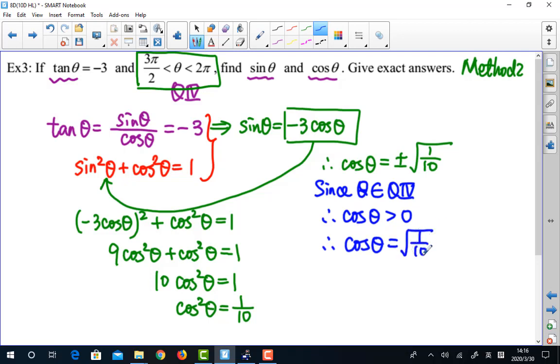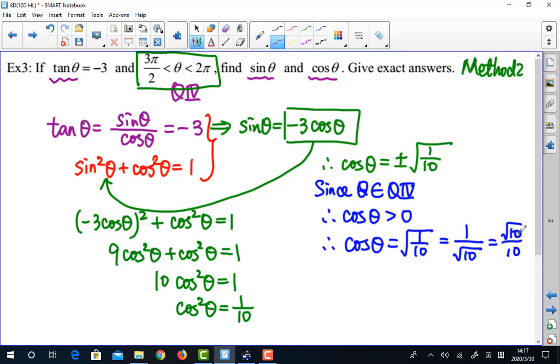Square root of 1 over 10 can be simplified into square root of 1, which is 1, over square root of 10. You are not expected to rationalize the denominator. If you want to rationalize the denominator, as long as it's correct, you can. So the rationalized denominator should be square root of 10 over 10.